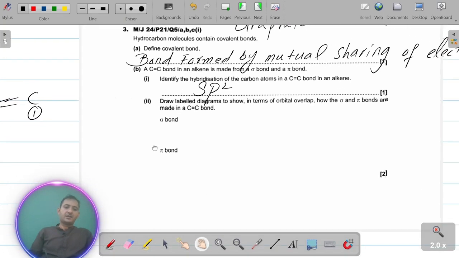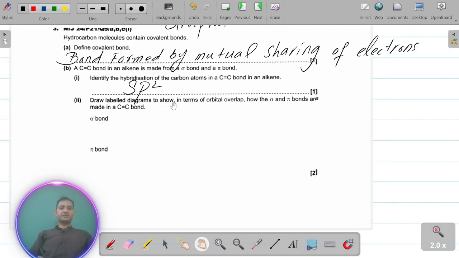Okay. Draw a labelled diagram to show, in terms of orbital overlap, how the sigma and pi bonds are made. We know a sigma bond is formed by a head-on approach. One orbital of this carbon overlaps with an orbital of the other carbon, and here is the head-on approach.